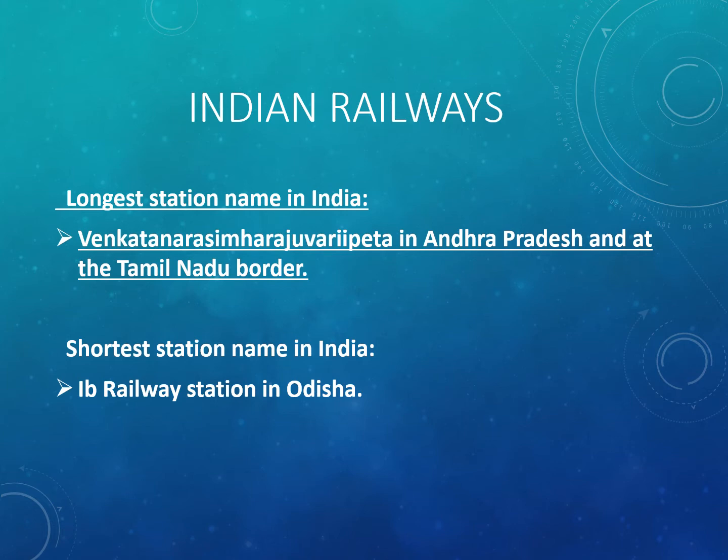Then, what is the shortest station name in India? Eve railway station in Orissa has the distinction of having the shortest name of all the stations in the entire Indian Railways network. The famous station derives its name from the Eve River, which is a tributary of river Mahanadi.